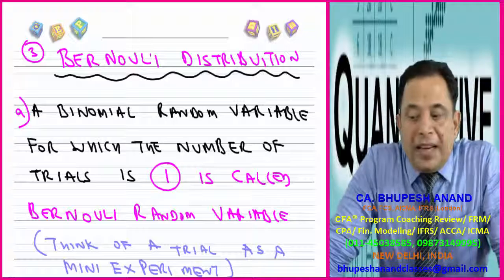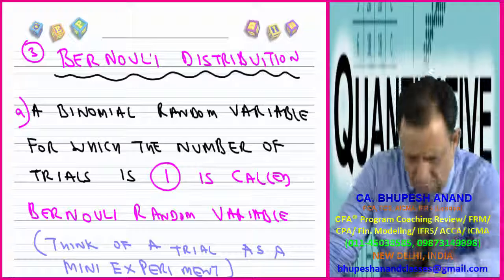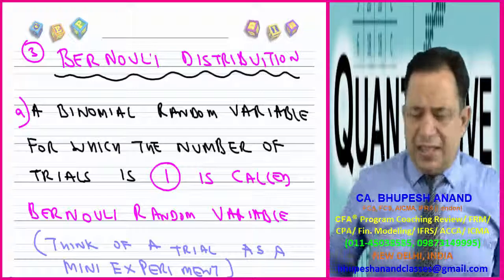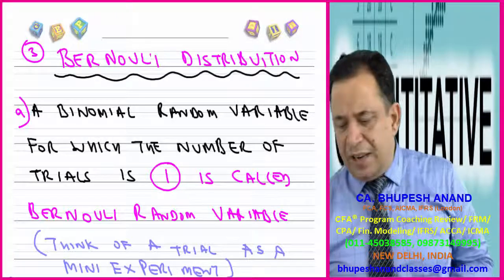A binomial random variable for which the number of trials is 1, or we generally have a lower number of trials, is named as a Bernoulli random variable. Think of a variable that is a very mini experiment.